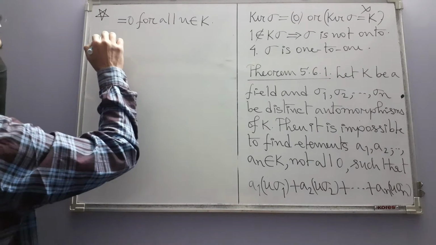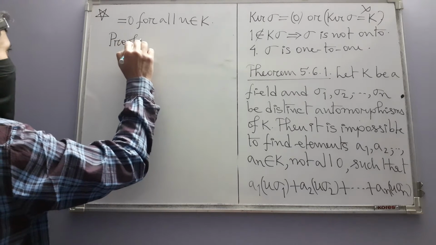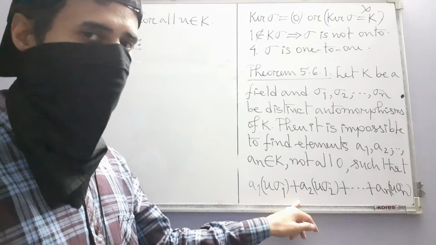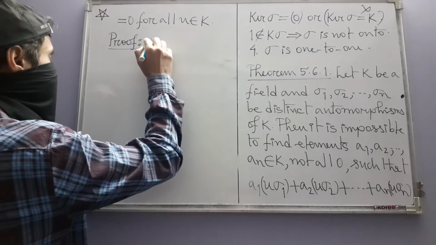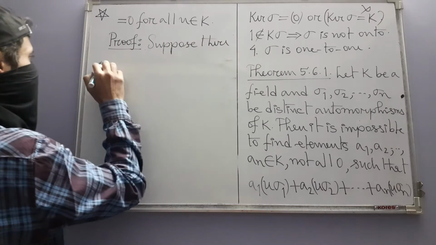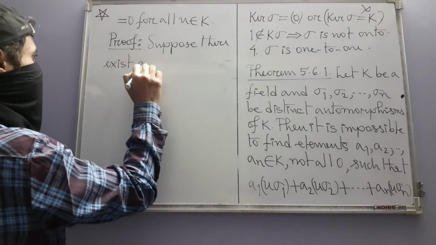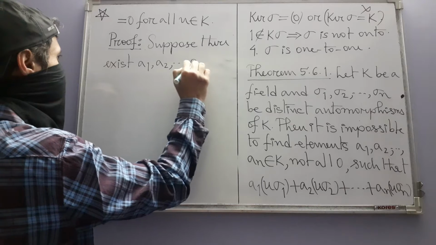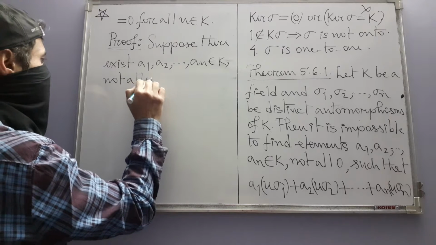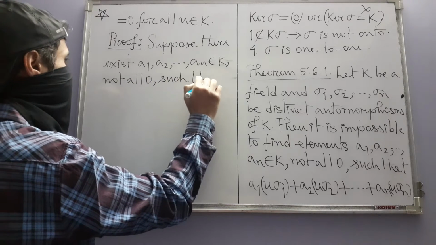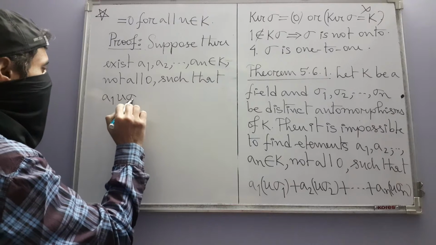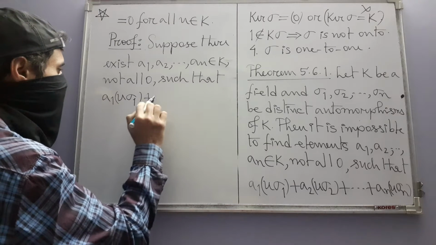So let us now see the proof. So the proof is by contradiction. We will claim that no, this is false, that it is possible. Suppose there exist these elements in K, not all 0, such that such a relation is possible for all u.